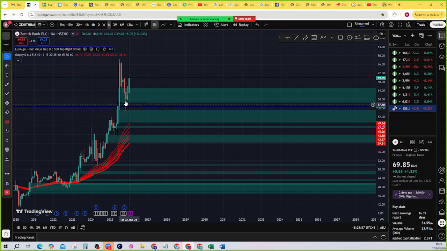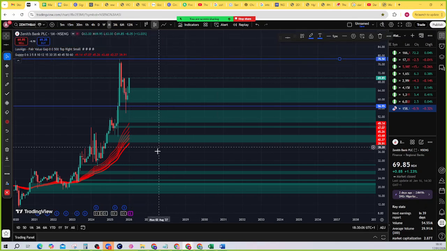This was where I gave out the trade for Zenith. So it's bouncing now. It's going back for a retest of this high. So that's how I use that particular tool as a lead indicator. That's the first thing I look out for.